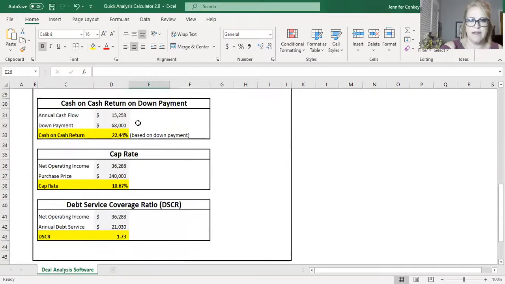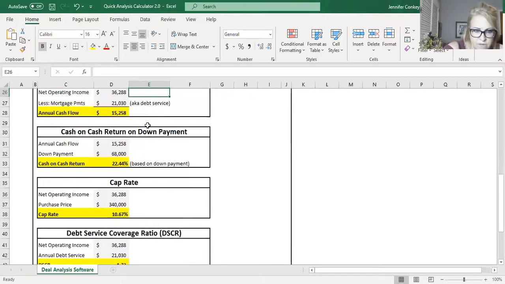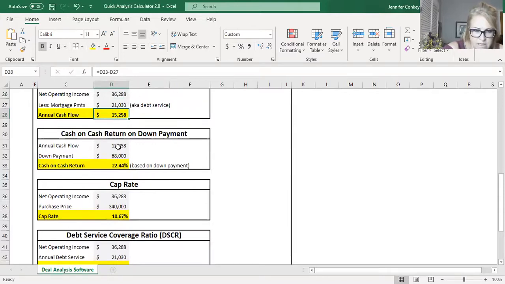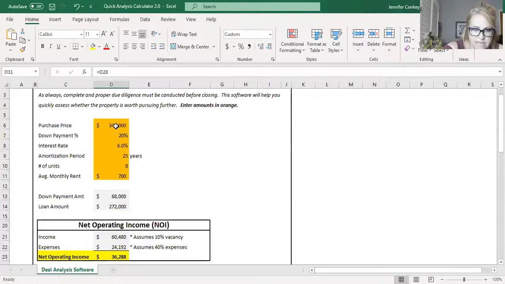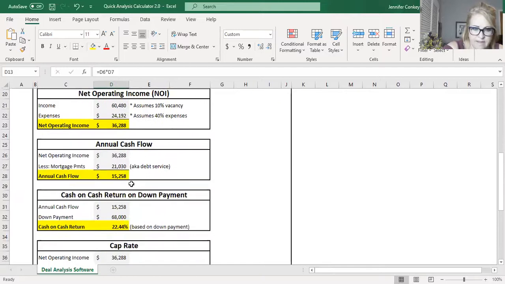All right. Cash on cash return on down payment. For those of you who already have the calculator, this was the last piece of it. I added cap rate and debt service coverage ratio to the 2.0 because I wanted to teach it to you guys, and then I'll have it for you in the future. But the cash on cash return on the down payment, this is the annual cash flow, which is pulling from right here. So it's showing up there. And then the down payment, which was 20% of whatever number you put in here, was right there. And that's pulling in here.